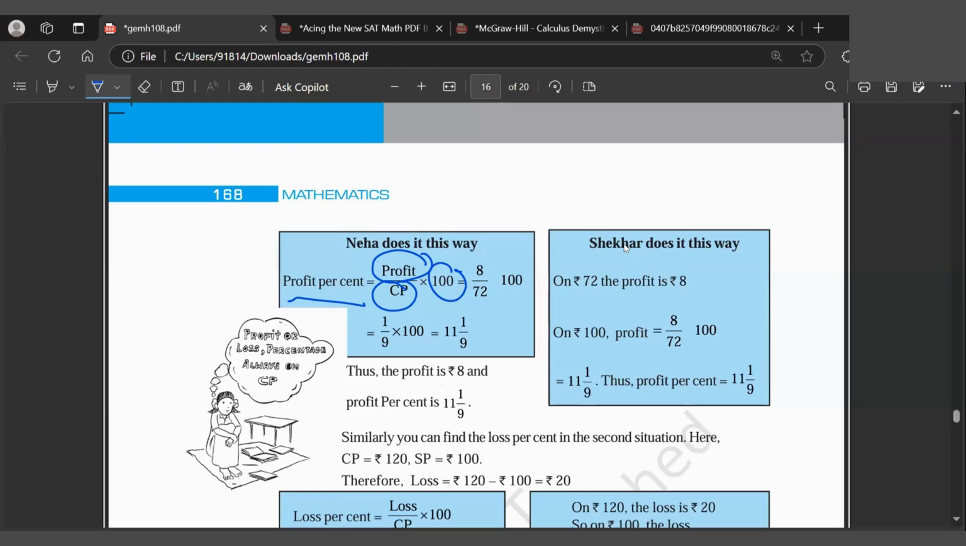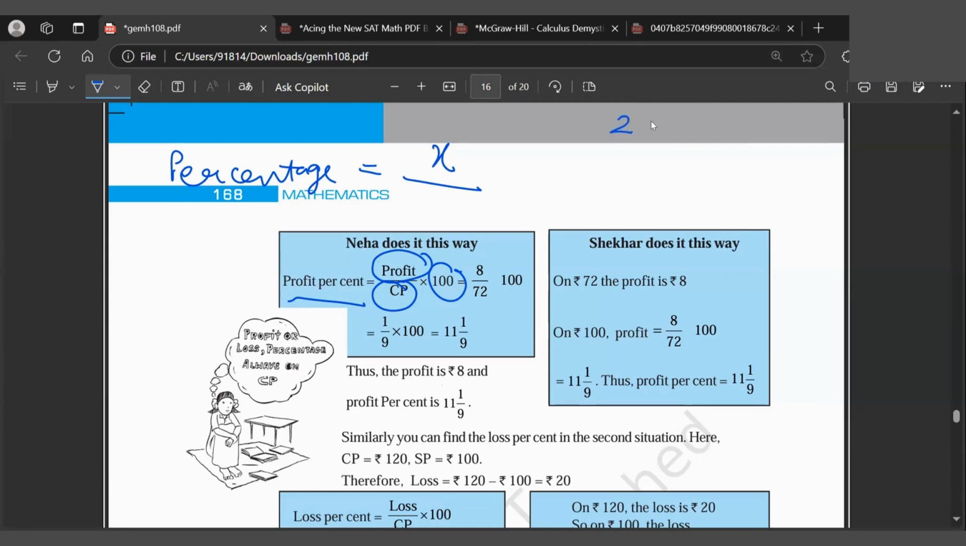Percentage is the given number upon 100, into 100. Let me just clear it out. If you want to find the percentage of anything, the quantity or number which is given can be written in the top, x upon what is the reference? Let me give you an easy example.